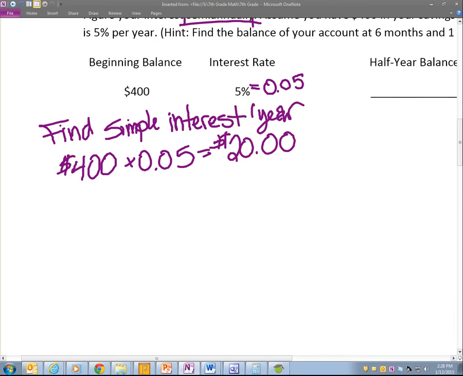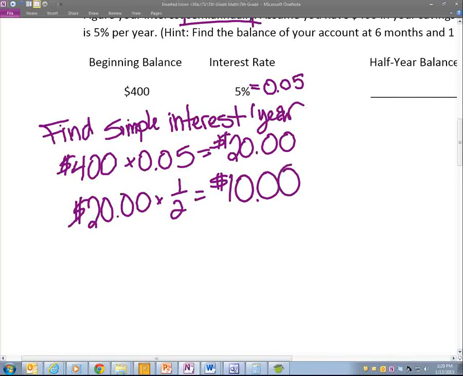Now, that was for the year, right? But how often are we compounding this interest? Every half year. So we're going to take half of that 20. I'm going to take the annual interest and divide it by 2, or multiply it by a half, which is the same. $10.